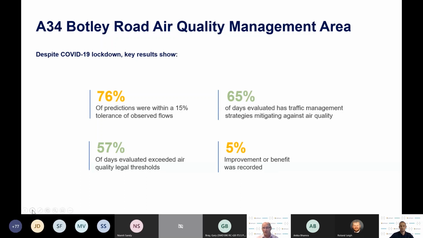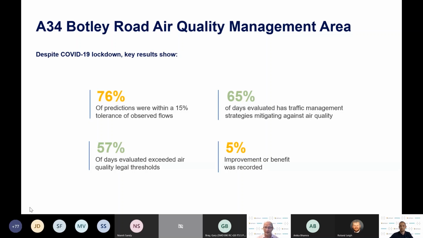So in all of those evaluations, in 65% a traffic management strategy that wasn't the base scenario, so wasn't the one that's actually invoked on street, mitigated against air quality. So it improved the situation as far as traffic and therefore improved air quality. So out of those 57% of days, on 65% of those days, we can do something. We can actually take action.